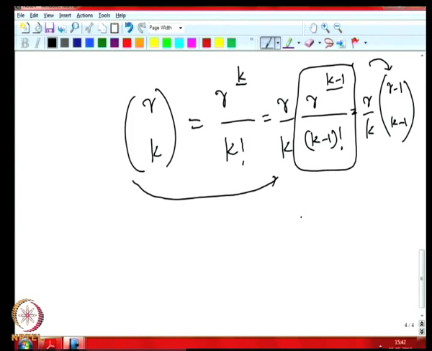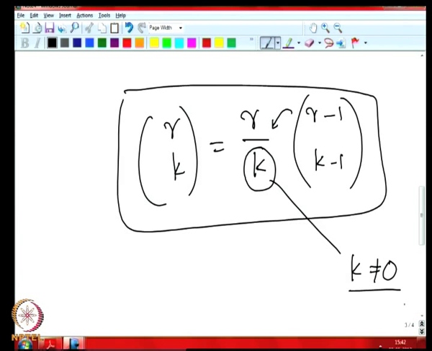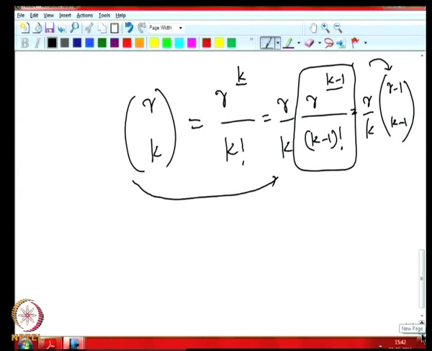If k was negative, we do not need this proof at all, because whatever we are trying to prove, this is 0 and this is also 0. Because k is negative, k minus 1 is also negative. Both sides are 0: r choose a negative number, and r minus 1 choose a negative number, both are 0. So it is trivially true.